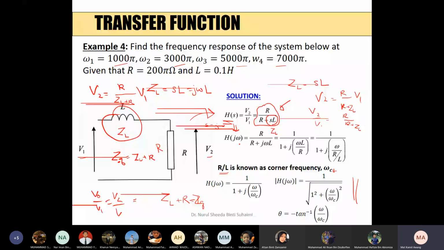And this, you just do the manipulation of dividing by R. You divide the top one by R, the bottom one by R. So you get 1 over 1 plus J omega L over R. And this can be written as 1 plus J omega over R over L, where R over L is known as the corner frequency, omega C. So you can just plug in R over L, in this case omega C.